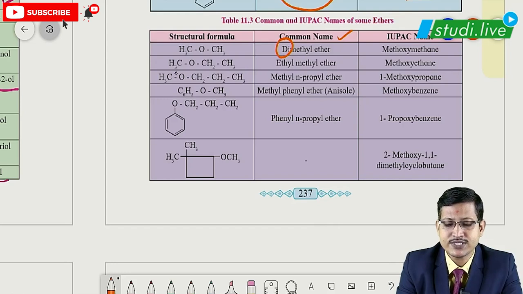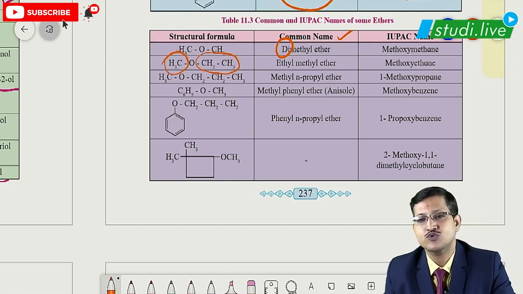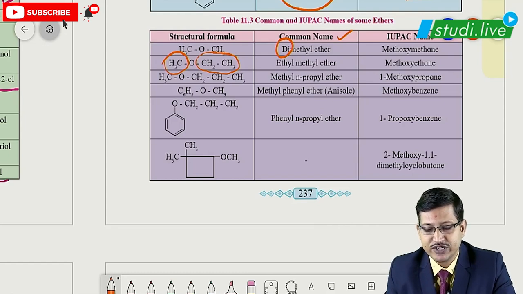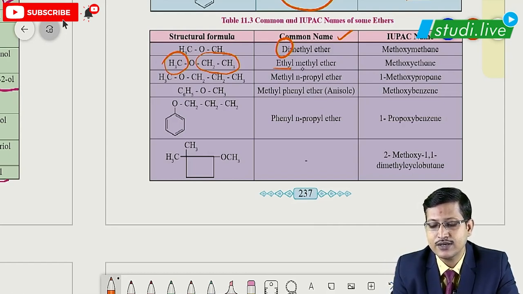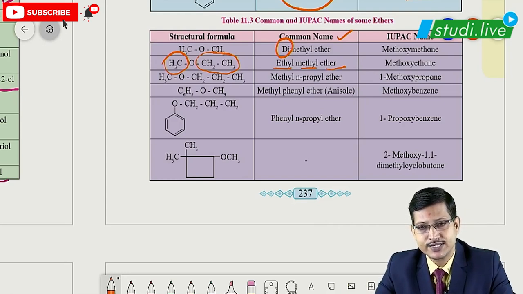For the second one, CH3OCH2CH3. Now here, which group is this? This is ethyl and this is methyl. So E and then M. So follow the alphabetical order. I have mentioned it: ethyl, methyl, ether. So the name of the compound becomes ethyl methyl ether.